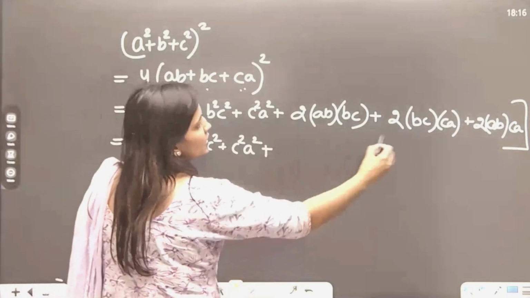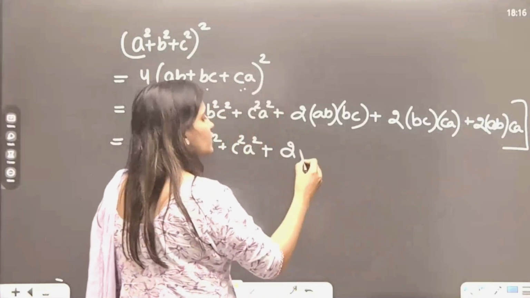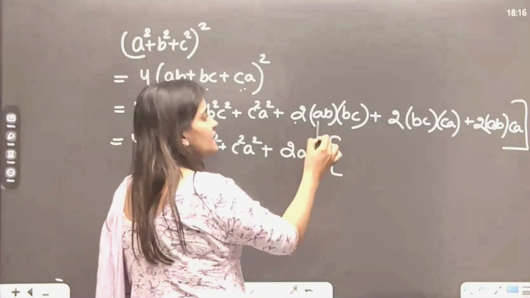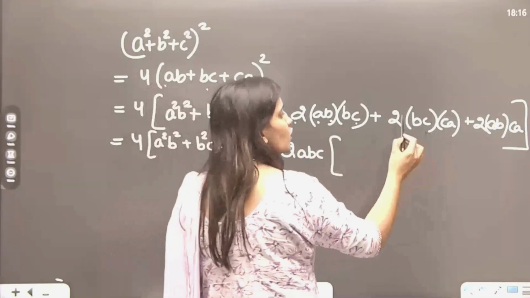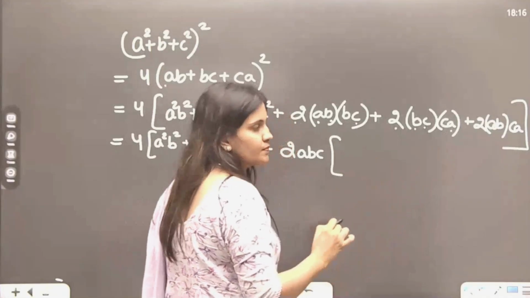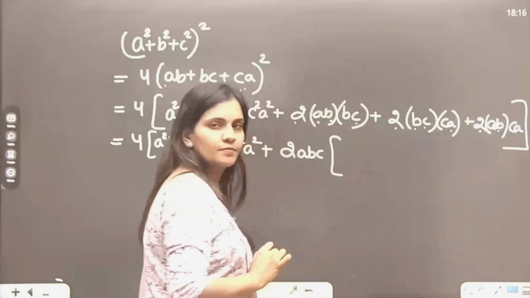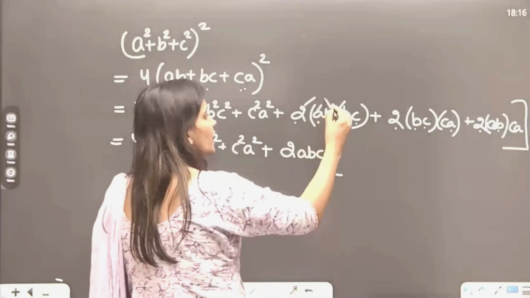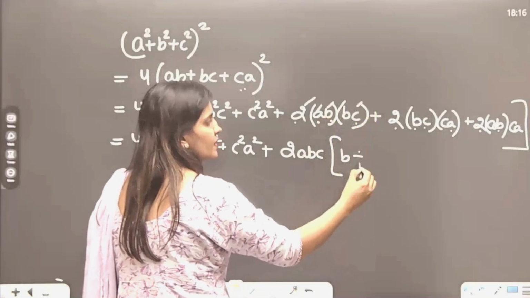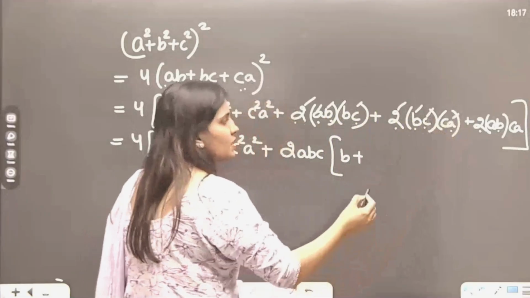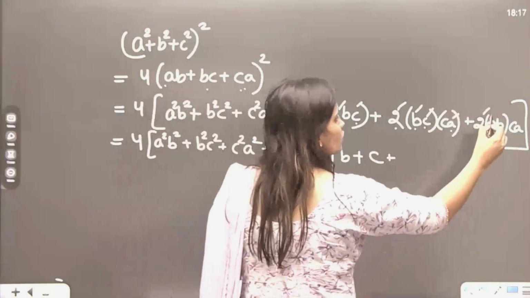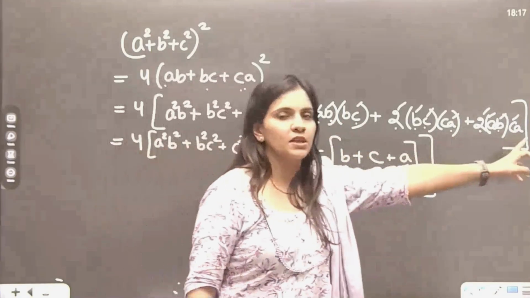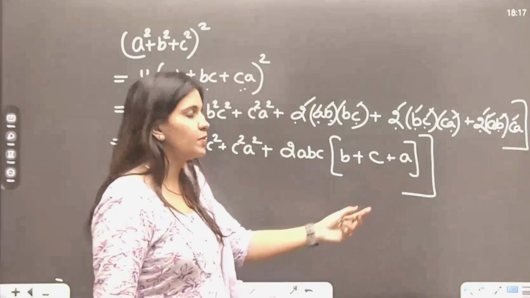In this whole thing, I can take 2 times of ABC common. See, in this term, 2 is there, A is there, B is there, C is there. In this also 2, B, C, A is there. In this also 2ABC is there. So I can take 2ABC common in these 3 terms. If I take 2ABC common, here B is left. If I take 2ABC common, C is left. If I take 2ABC common, A is left. So inside we will get B plus C plus A.